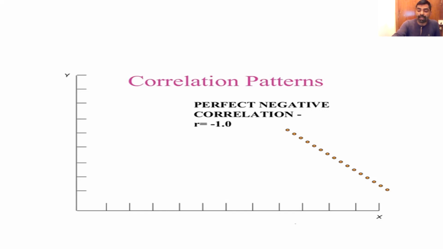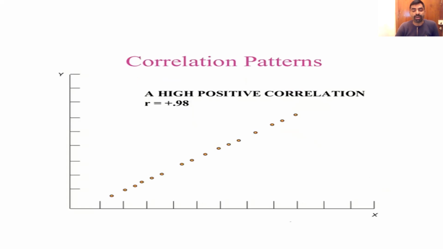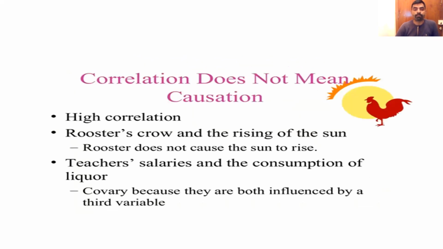It is a downward line. Then, correlation pattern, highly positive correlation, which I have already discussed with the example of weight and height. Higher the height, higher the weight. Correlation doesn't mean causation. It means high correlation, but it doesn't mean that there is a cause and effect relationship.